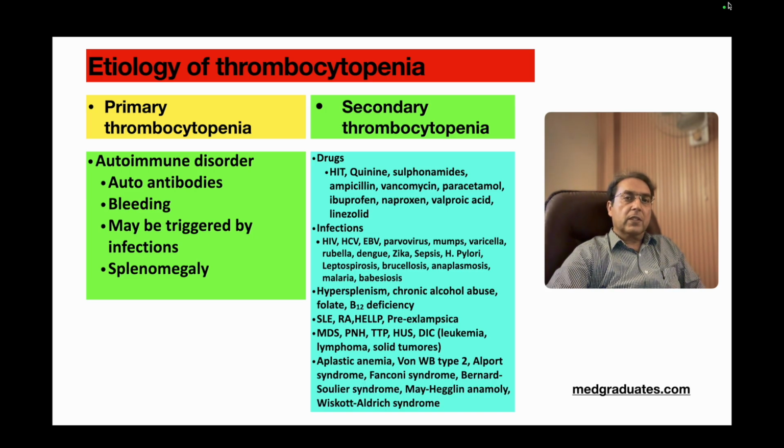Then you've got aplastic anemia and congenital conditions like von Willebrand type 2 disease, Alport syndrome, Fanconi syndrome, Bernard-Soulier syndrome, May-Hegglin anomaly, Wiskott-Aldrich syndrome. They all can produce thrombocytopenia. So thrombocytopenia is caused by many conditions.